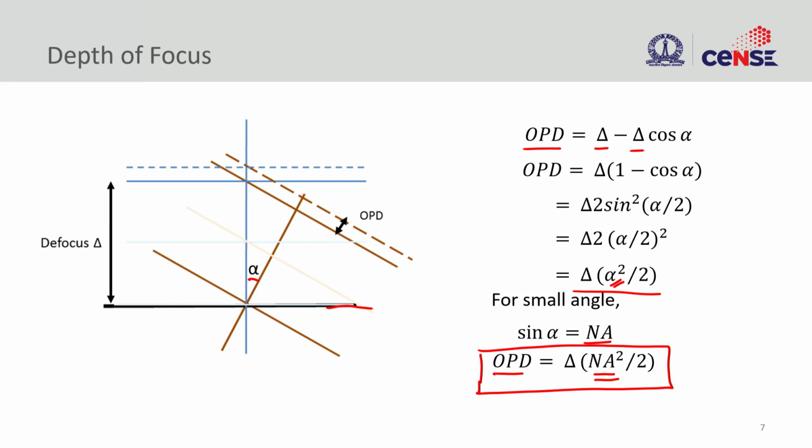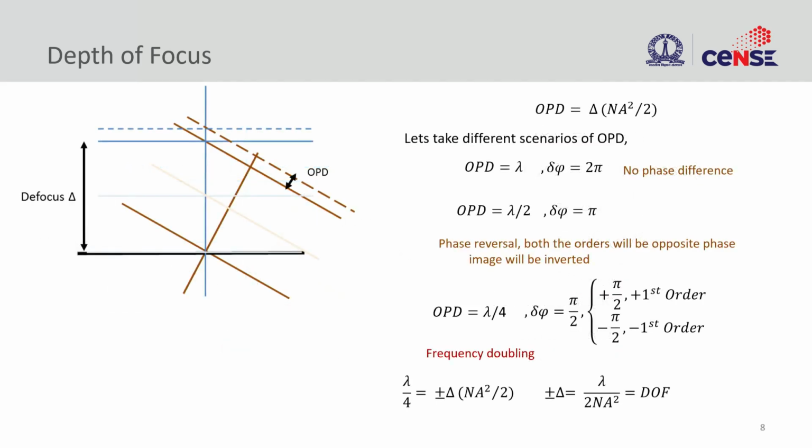You always try to make NA large to capture more light. But when you increase NA, you are also reducing your focus depth, so your focus depth becomes very, very thin. So you have to have very precise movement in order to get that imaging done. So your NA is a deciding factor here.